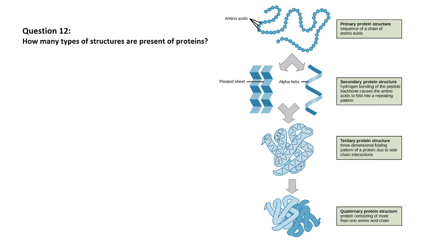Primary protein structure. It will be a sequence or chain of amino acids. Secondary protein structure. It will be alpha helix and beta sheet. Hydrogen bonding of the peptide backbone causes the amino acids to fold into a repeating pattern. Tertiary protein structure. Three-dimensional folding of the protein due to side chain interactions. And quaternary will be a protein consisting of more than one amino acid chain. Quaternary protein structure. So there are four types of structure.